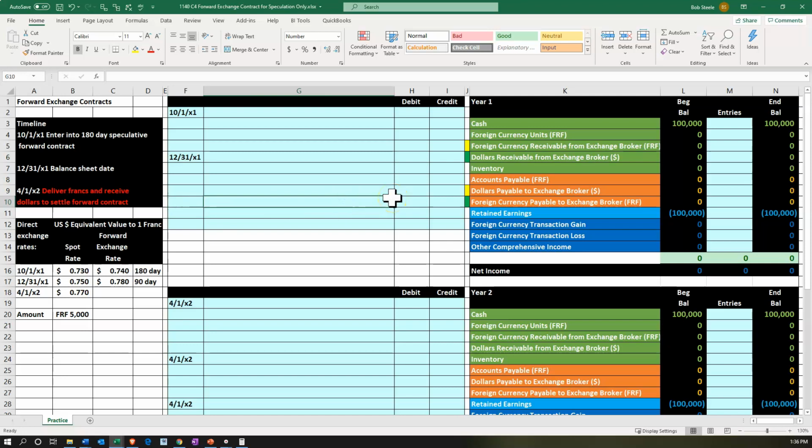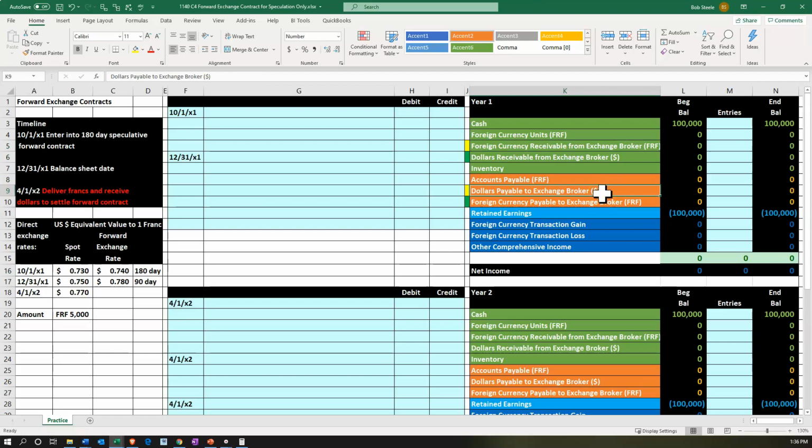So when we set up the forward contract, we're going to be using these two accounts with the little green square next to them, versus the yellow items. We're going to have the dollars received from the broker, now in dollars. And then we have the foreign currency payable to the exchange broker. We're going to pay in francs, as opposed to what we have seen in the past, which was foreign currency receivable, in francs, and then dollars payable in dollars. So we can set it up either way.